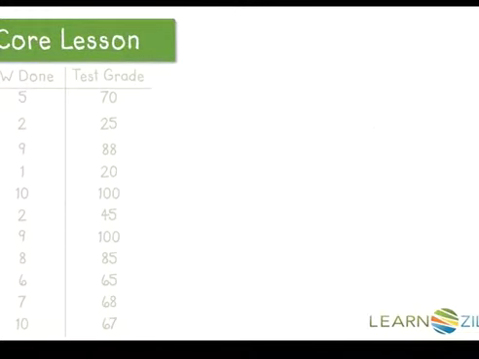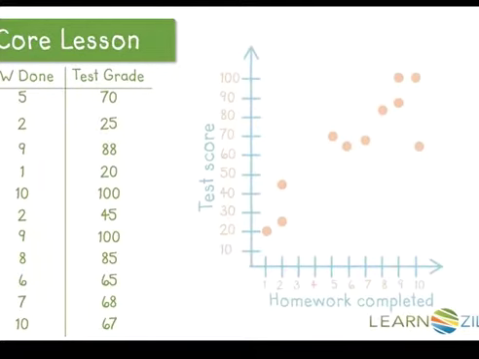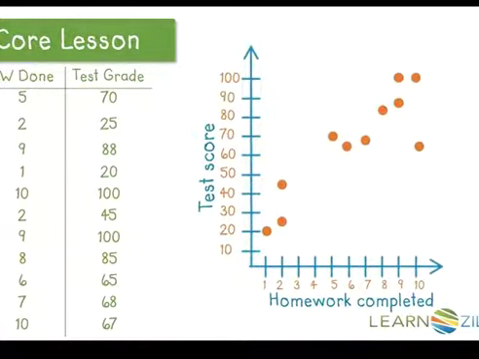So let's make a scatter plot for this data that we've collected from the students concerning the homework assignments completed and their test grade. The first thing we're going to do is label our axis and determine our scale. The scale will be different depending on the type of data we're collecting. Since the number of assignments ranges from 0 to 10, we will count by ones on the x-axis. Since the test score can be up to 100, we're going to count by tens on the y-axis.